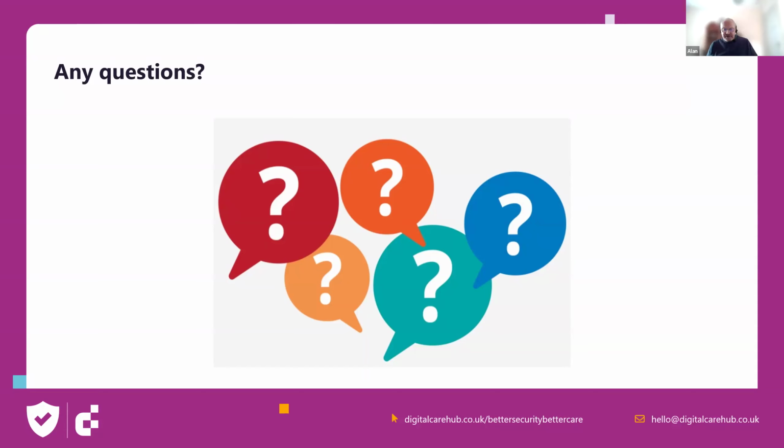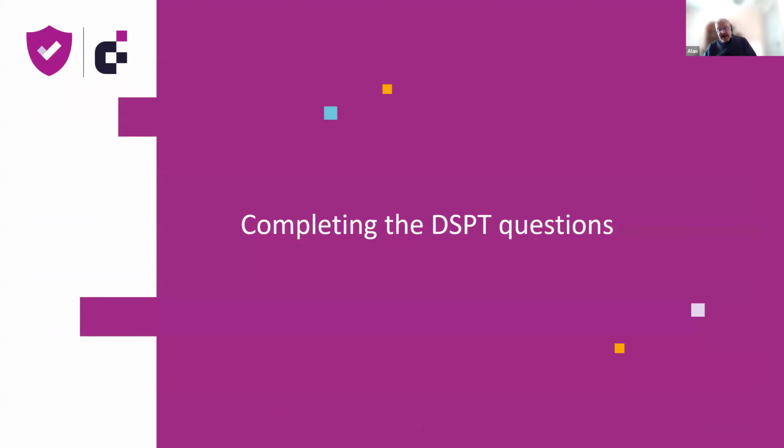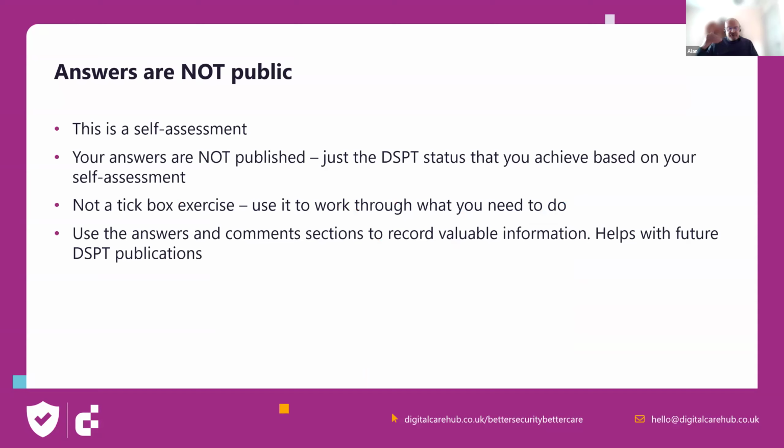Lovely, thanks, Rihanna. Okay, so let's move on to completing the DSPT questions then, which is the important bit about how to publish, etc. So, having registered and set your profile, you're then able to click through to the questions. Just a couple of points on the screen at the moment that are worth knowing. The DSPT is a self-assessment, so it's you responding to the questions in terms of how your organization covers those areas. Your answers are not published, they're not public. The only thing that's published is your DSPT status that you've achieved based on your self-assessment.